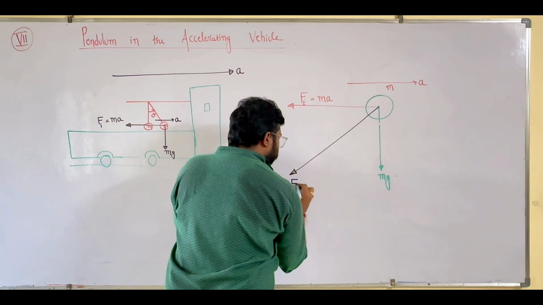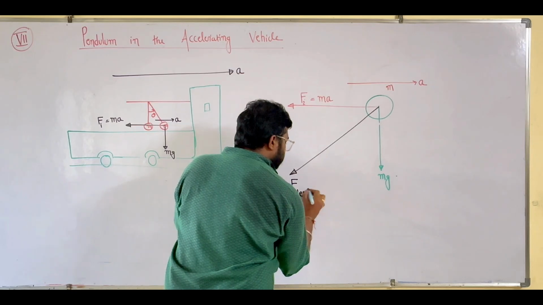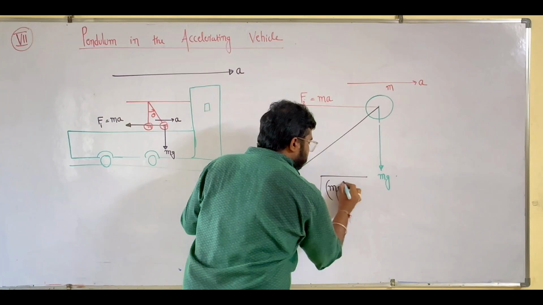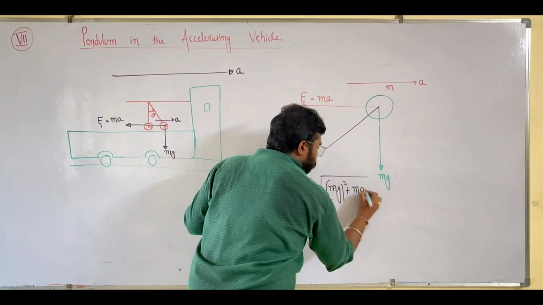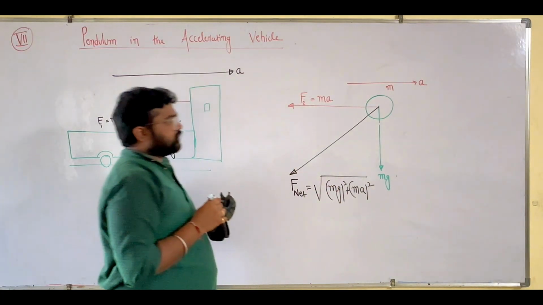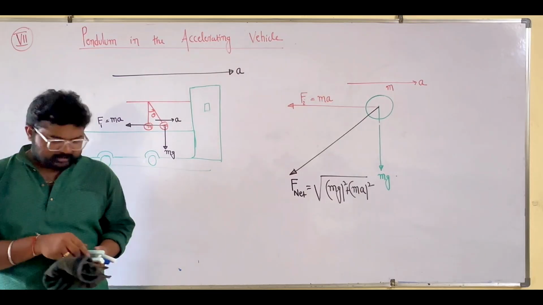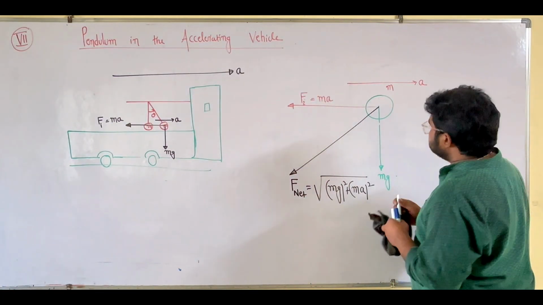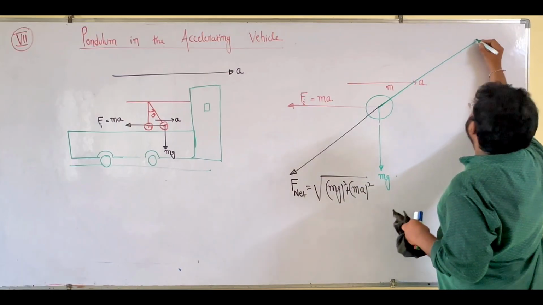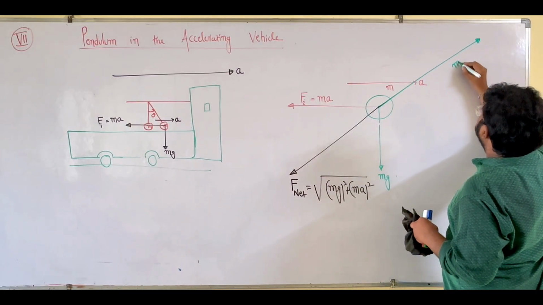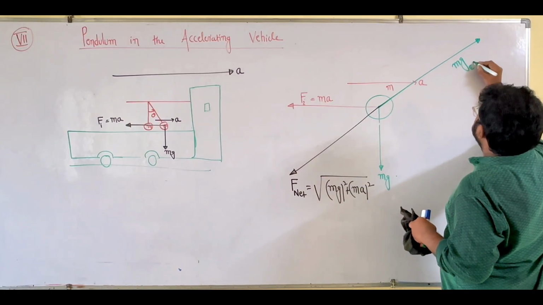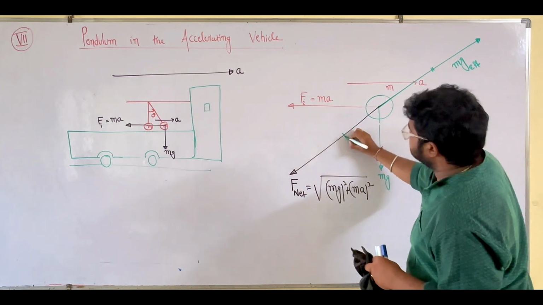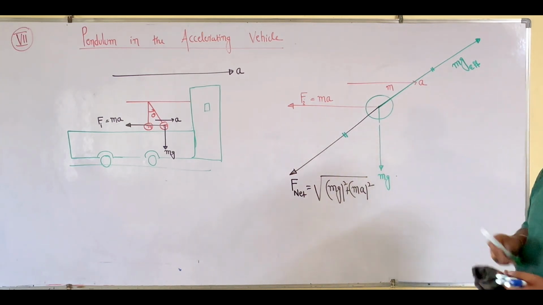What is the net force acting on this? Square root of mg square plus ma square. Now, this is balanced by whom? Mg effective. These two are balanced.